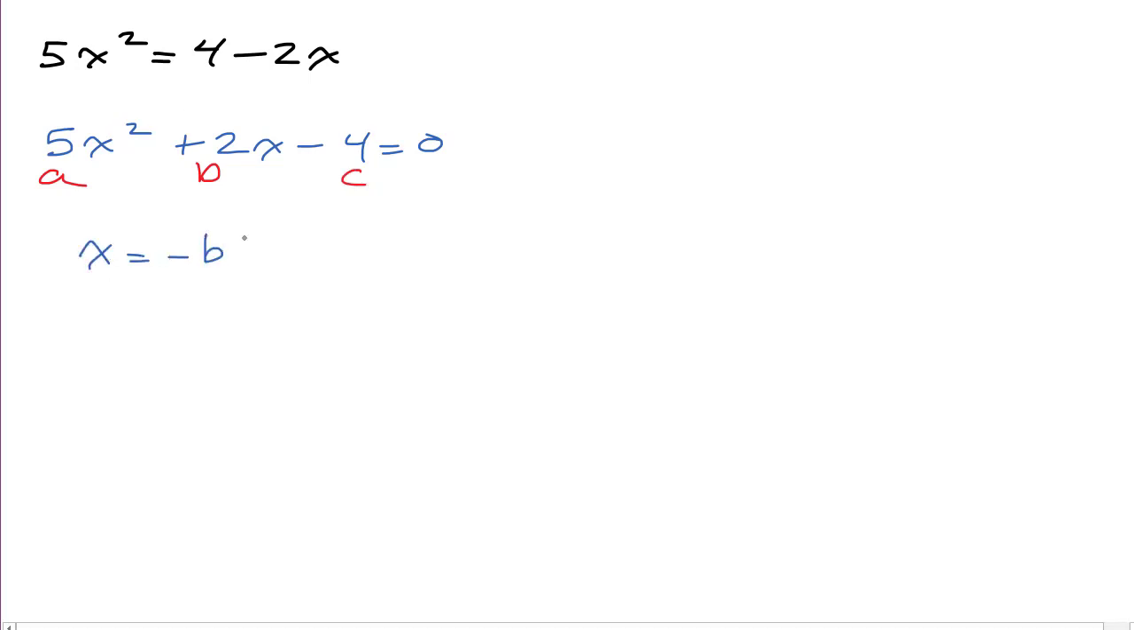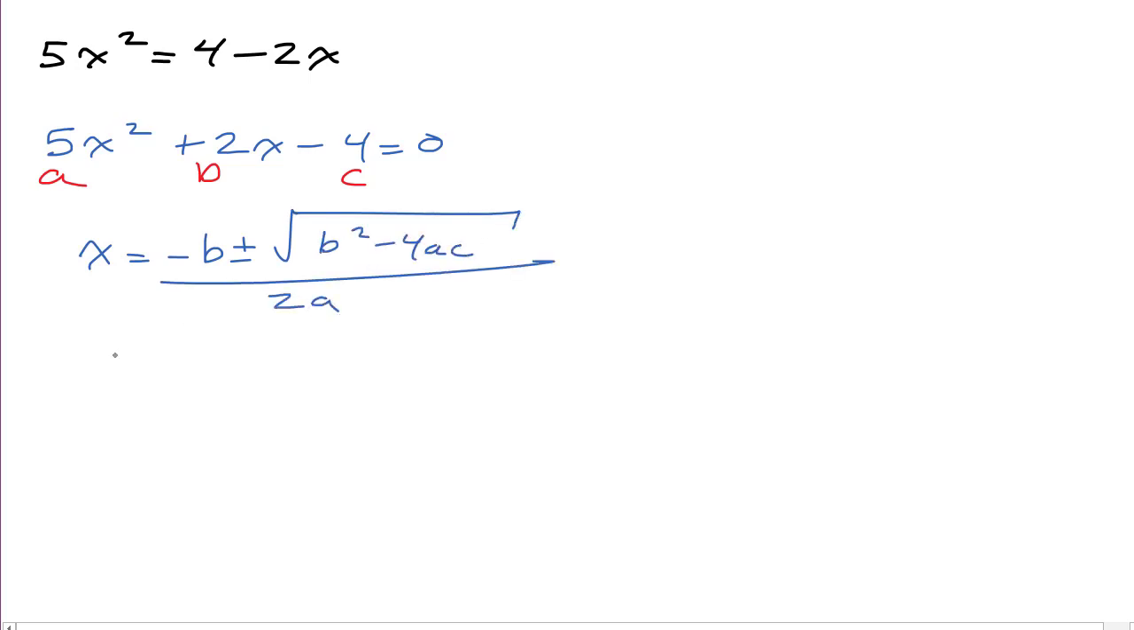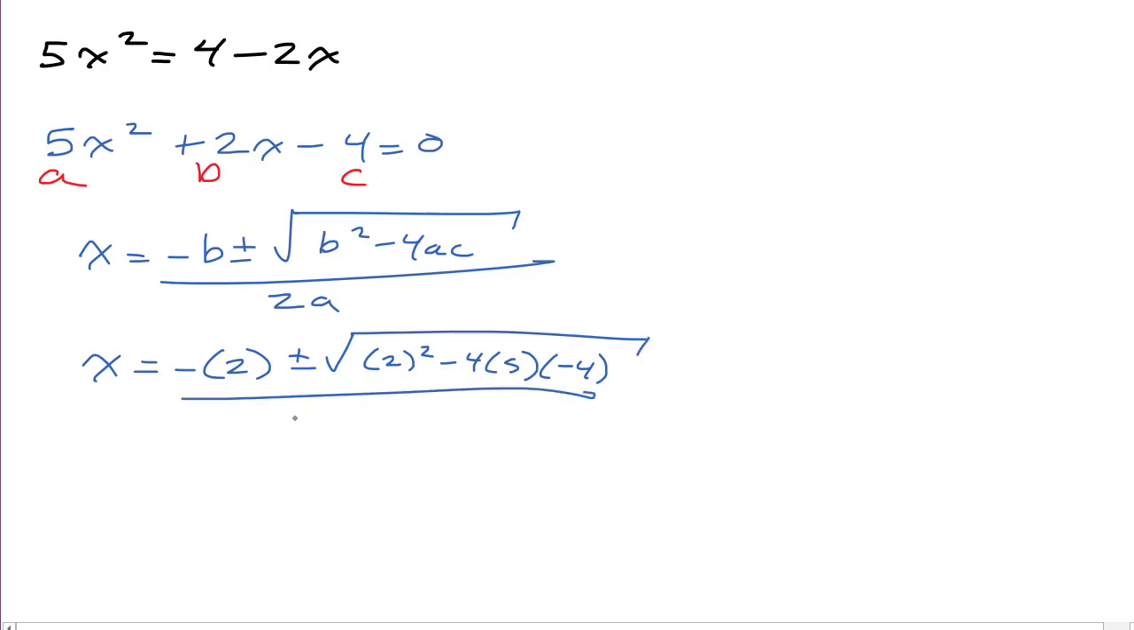X equals negative B plus or minus the square root of B squared minus 4AC, divided by 2A. All right, so negative B, that's going to be negative 2, plus or minus the square root of B squared, 2 squared, minus 4 times 5 times negative 4, all divided by 2 times 5. All right, so let's simplify this as far as we can get. Negative 2 plus or minus. On the bottom, there's going to be a 10.